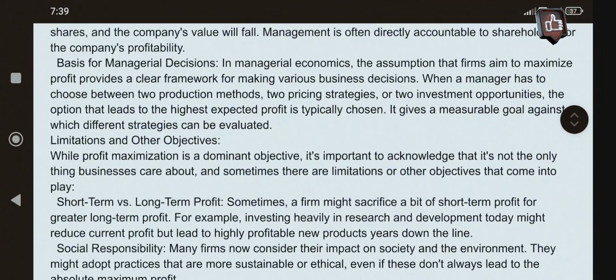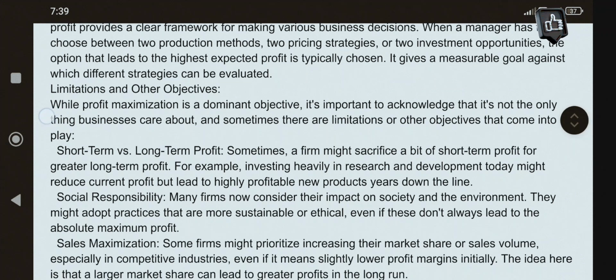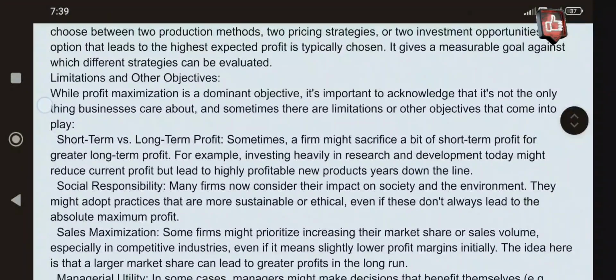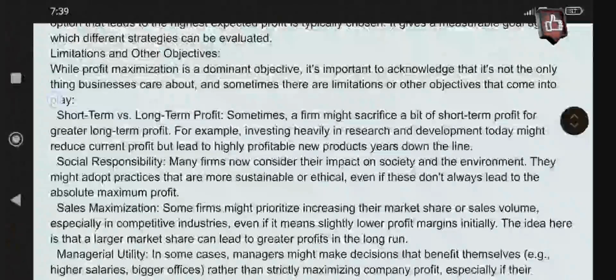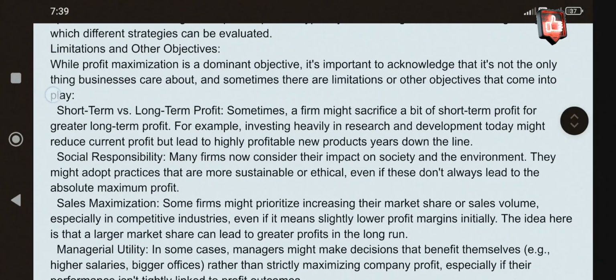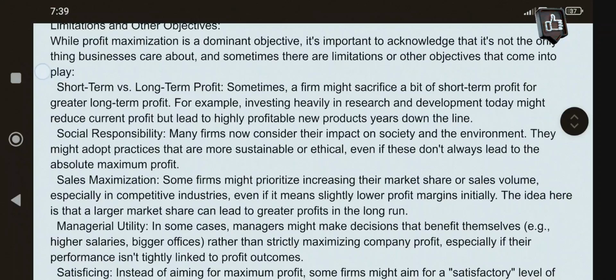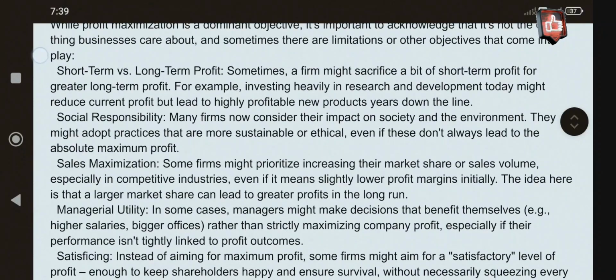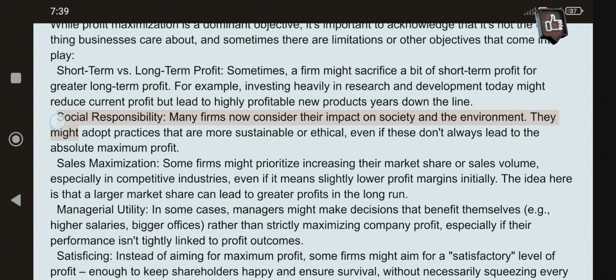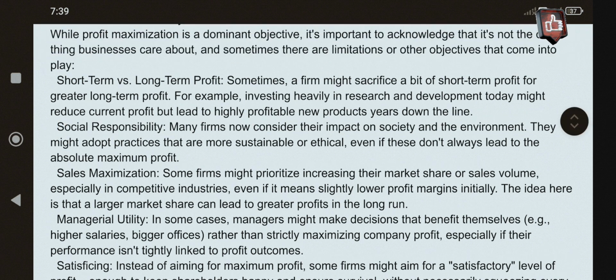Basis for managerial decisions. In managerial economics, the assumption that firms aim to maximize profit provides a clear framework for making various business decisions. When a manager has to choose between two production methods, two pricing strategies, or two investment opportunities, the option that leads to the highest expected profit is typically chosen. It gives a measurable goal against which different strategies can be evaluated. Limitations and other objectives. While profit maximization is a dominant objective, it's important to acknowledge that it's not the only thing businesses care about, and sometimes there are limitations or other objectives that come into play.